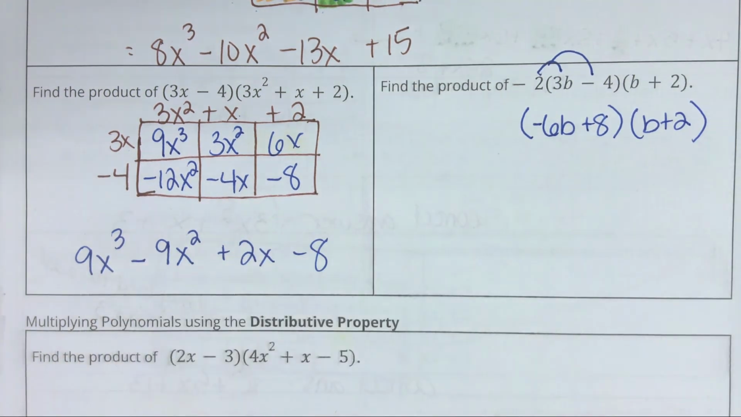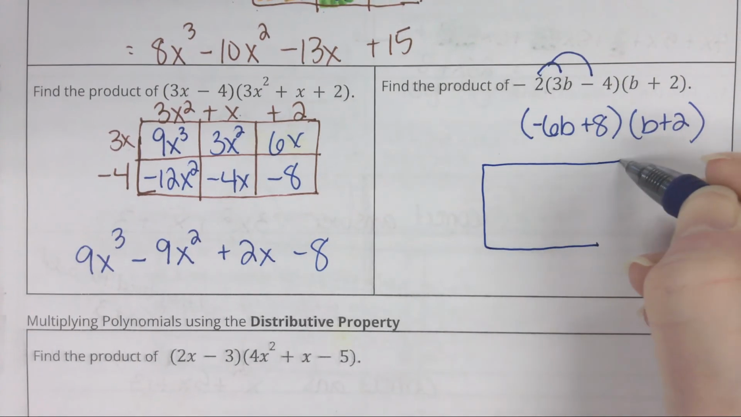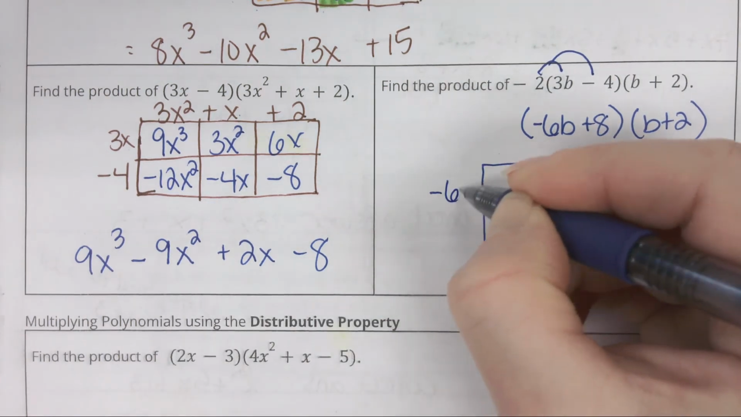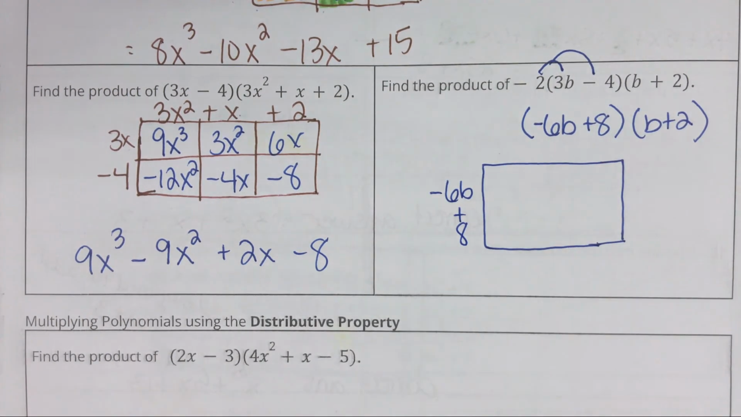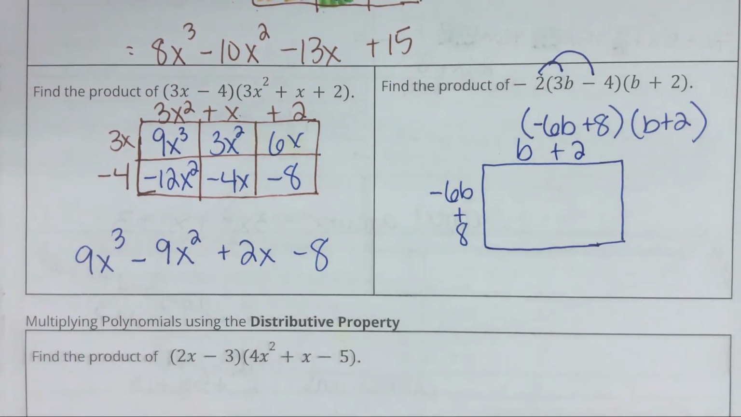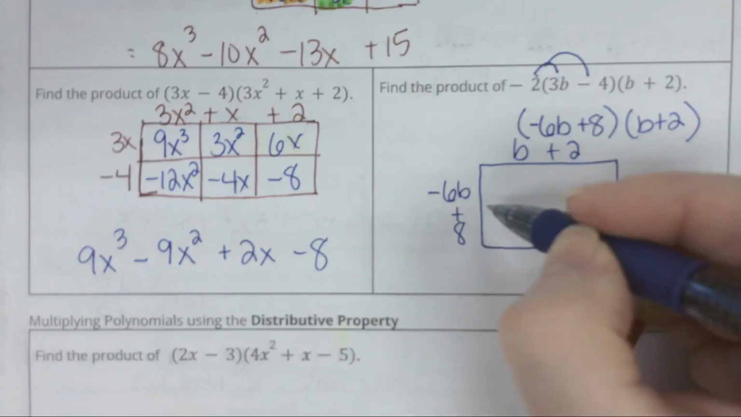I don't want to go too far. Do you guys get the box method? A little bit. So I'm not going to do the whole thing, but what would be on the sides of this box then? The outsides. -6b on top, or there. And then 8 right there? Yeah, and then b +2. Does it matter if you flip the box around? No, you could put the b +2 down here if you want. Okay, and then you'd go from there.